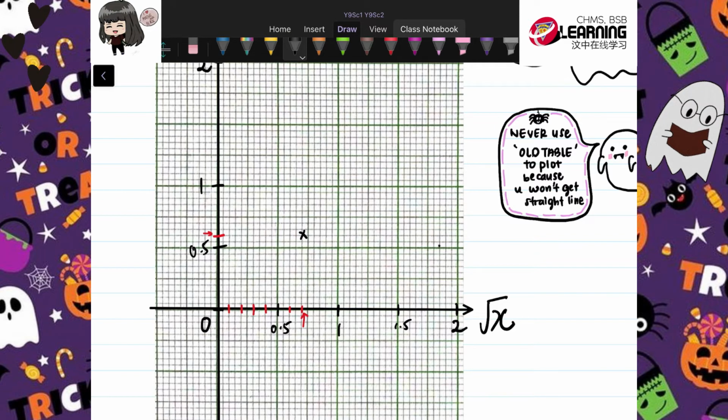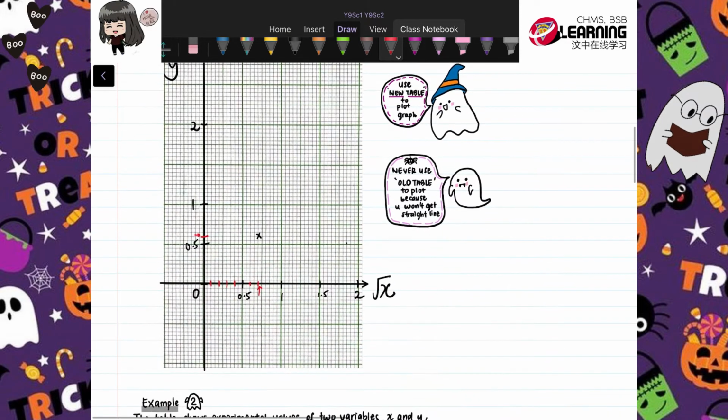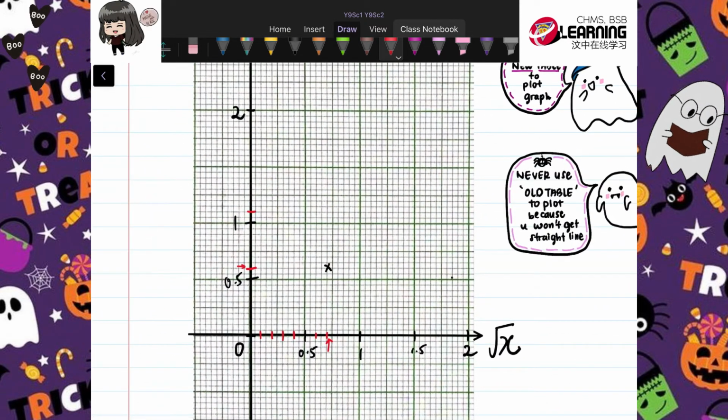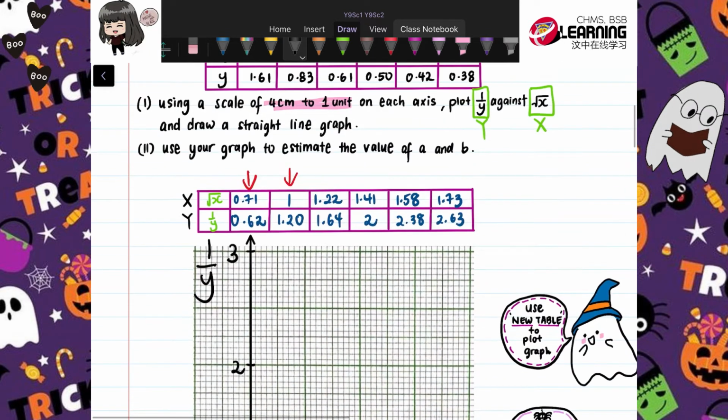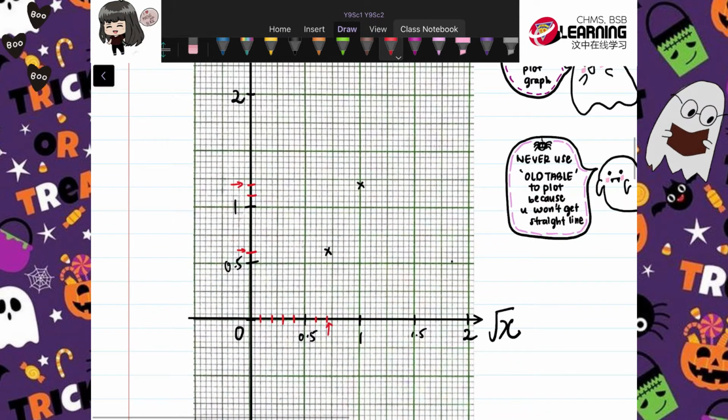Right, and then the second plot is 1 and 1.2. 1.2 is here. Then my third plot, 1.22 and 1.64. 1.2 here, and 1.64: here is 1.5, 1.6 is here, and 1.64 is somewhere here.